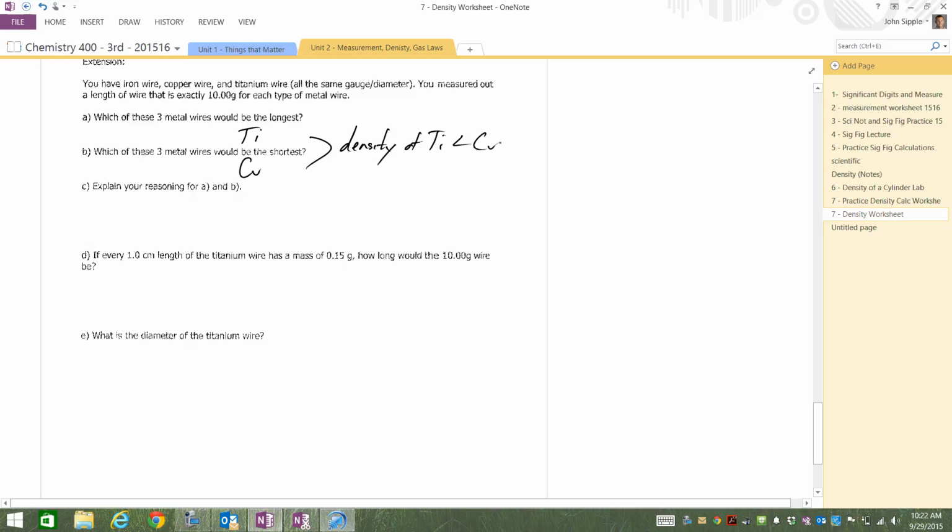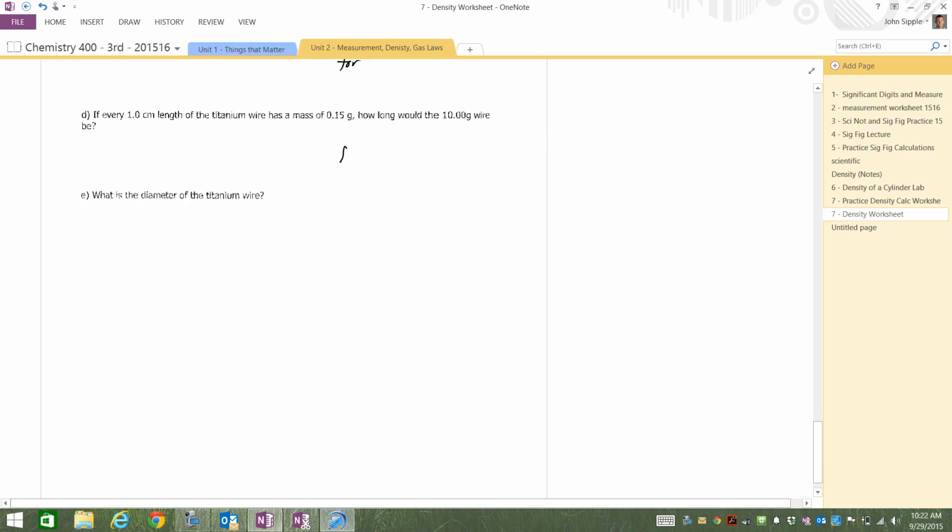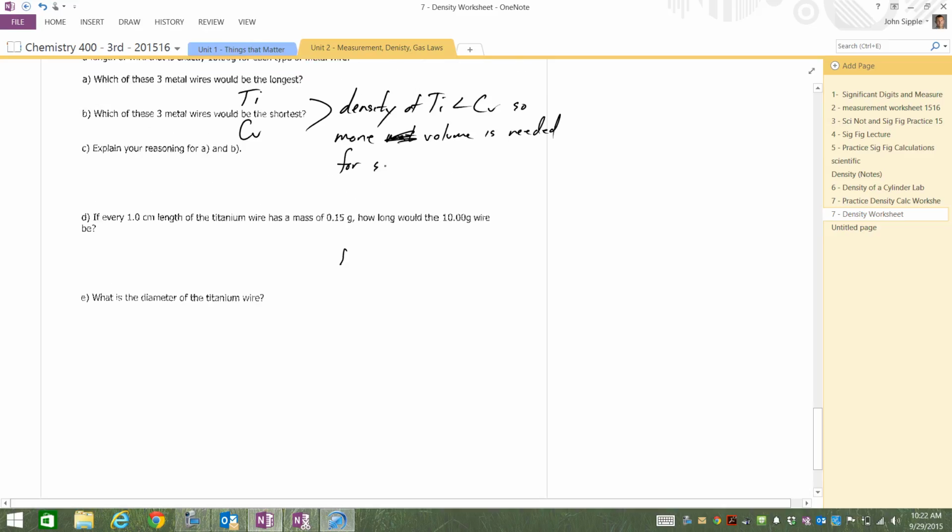Okay, good. The density of titanium is less than copper. So more material, more volume, is needed for the same mass, right? Density equals M over V. So yeah, that's one of those things. But when we're going through, we want to be careful with when we're talking about weight and stuff like that. Talk about density, all right? Because the masses are the same, the weights are the same there.